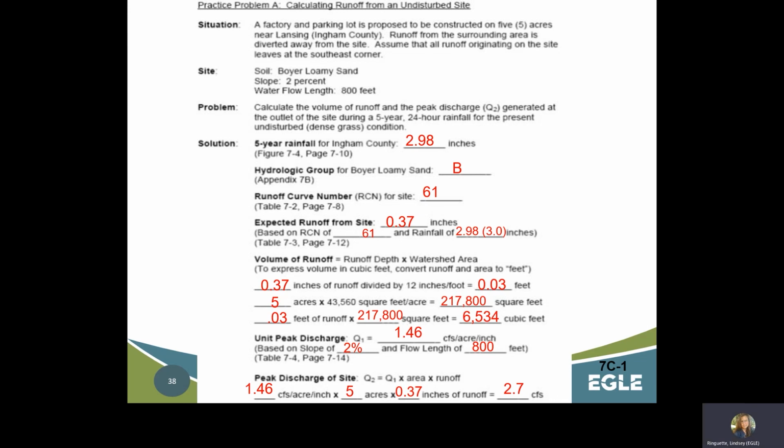Let's go back one last time to our original problem and enter 1.46 CFS per acre per inch for the unit peak discharge. Now that we have this value, we can calculate the peak discharge. Peak discharge is listed as Q sub 2, and unit peak discharge is listed as Q sub 1. At this point, we have all the information necessary to enter into the equation. 1.46 CFS per acre per inch multiplied by 5 acres multiplied by 0.37 inches of runoff provides us with a peak discharge from the site of 2.7 cubic feet per second.